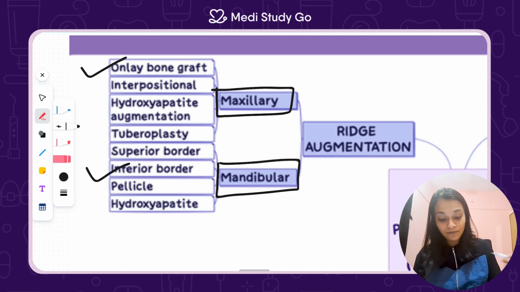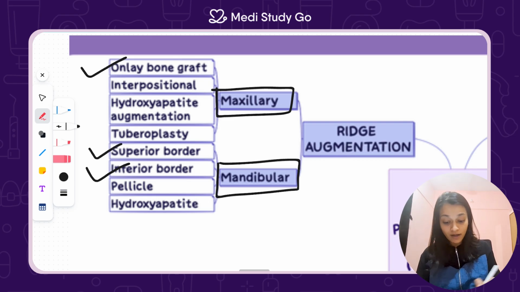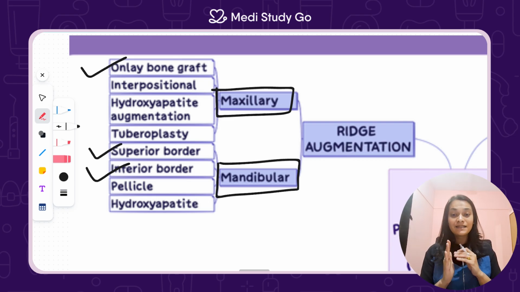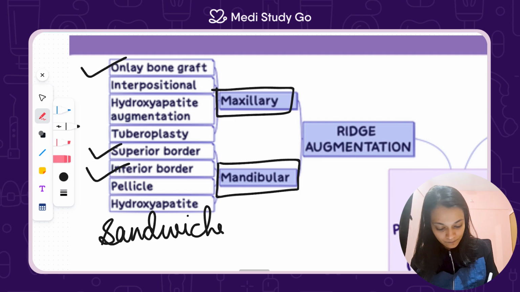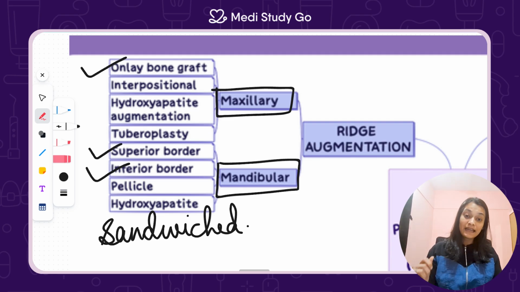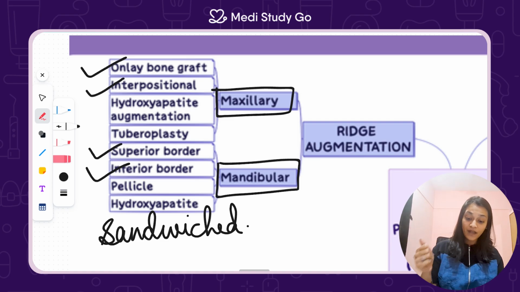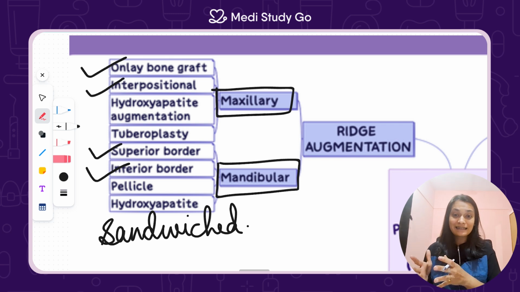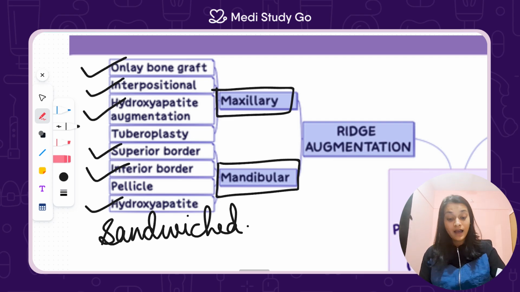But there will be inferior border that can be attached to mandible. So mandible will allow superior border, inferior border and something that is in between both of them, which is known as sandwiched. And there can also be interpositional or sandwiched bone graft used for maxilla, and there can be hydroxyapatite. This acts as adding on to the bulk to the bone or the hard tissue. So that can be done for both of them.